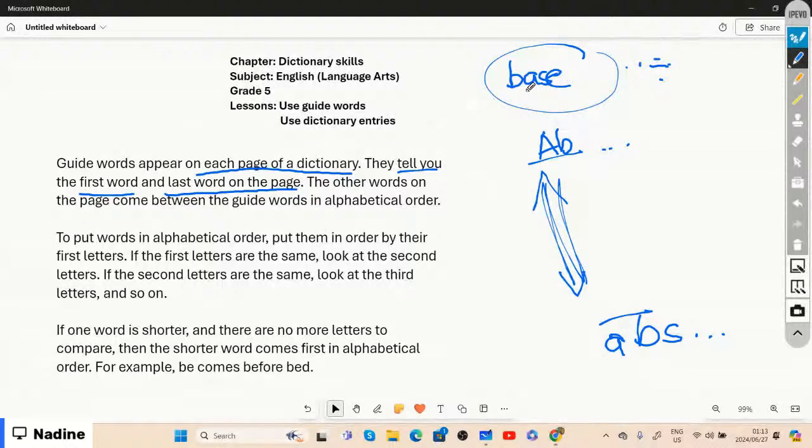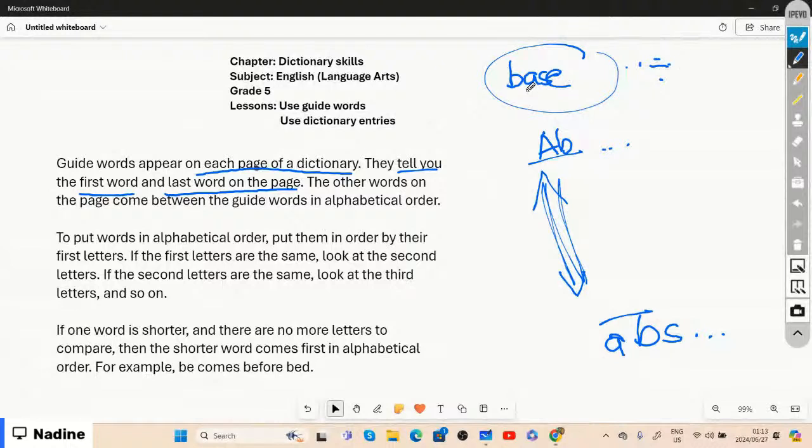So before I continue, we had a dictionary. Then we have an encyclopedia. An encyclopedia is basically a book that gives you information on different subjects or different things that you are looking for, or different aspects of a specific subject, right? And an encyclopedia is also in alphabetical order.